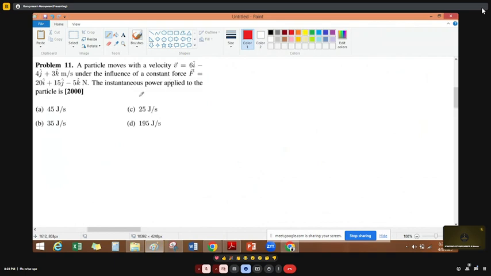A particle moves with velocity v under the influence of a constant force F. Find the instantaneous power applied to the particle. How to find power? Anybody? Work done by time, sir. Okay, very good. Work done by time. What is work done? Force times displacement. Instead of times, you should say F dot S, right? Dot product. So that means divided by time. Anybody, how can I simplify this further? What is displacement by time?